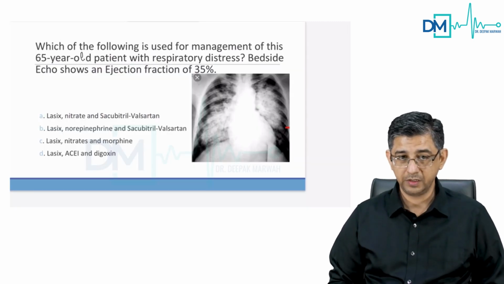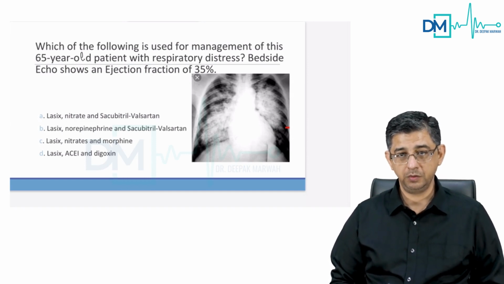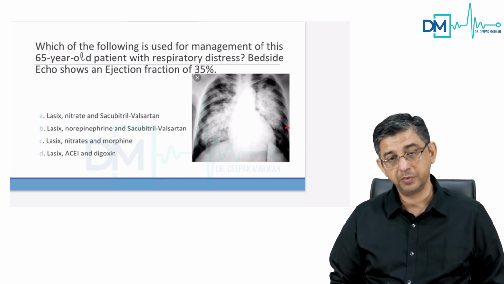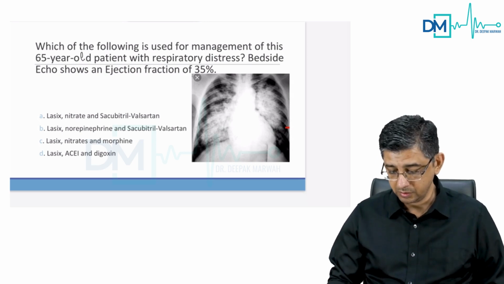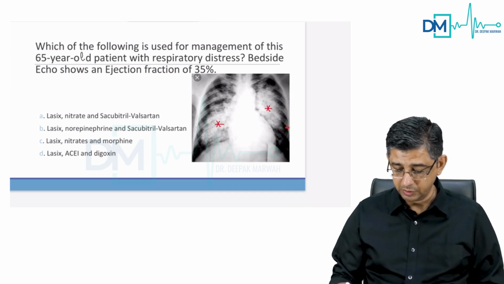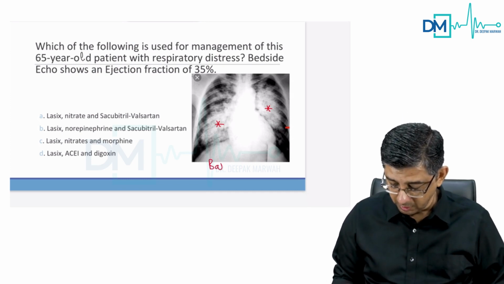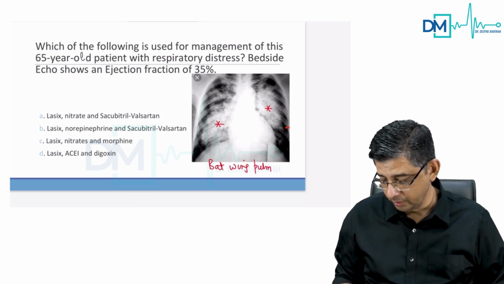Well, coming to the next question, he says, which of the following is used for the management of the 65-year-old patient with respiratory distress? Bedside echo shows an ejection fraction of 35%. Well, one, you can definitely see that in this patient there is a very characteristic bat wing pulmonary edema present. You can see the whiteness which is present in both the lung fields of the patient. So that definitely indicates the presence of bat wing pulmonary edema.